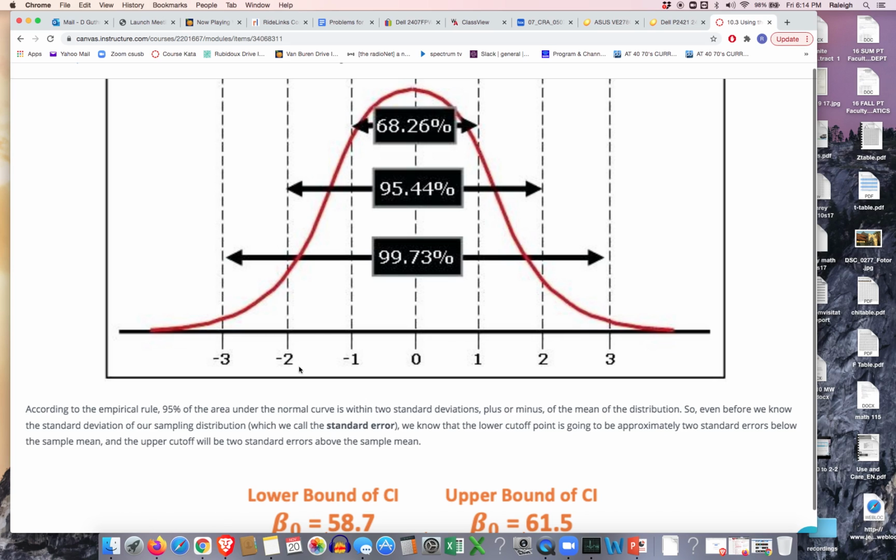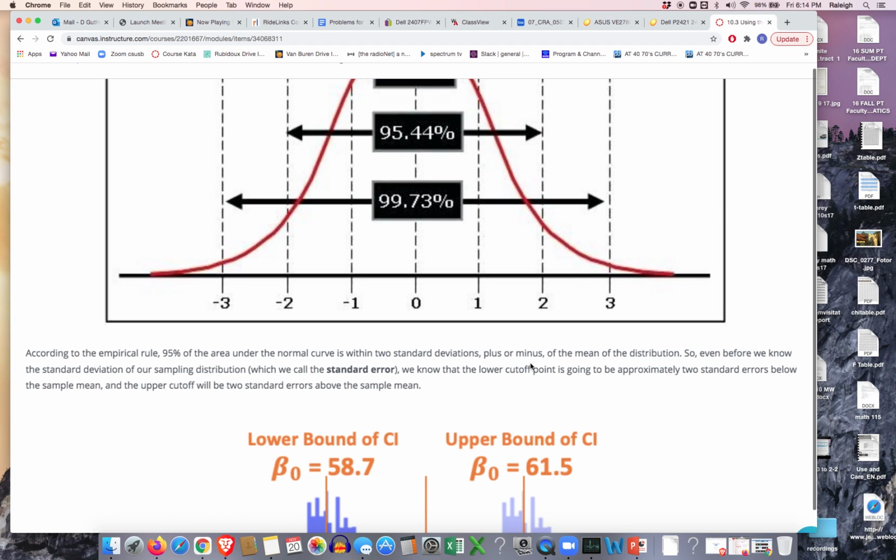So that's the one that stands out within two standard deviations, is the one that we are interested in. Even before we know the standard deviation of the sampling distribution, we know the lower cutoff point will be about two standard deviations below the mean, and the upper will be two standard deviations above the mean. In other words, where z equals -2 and z equals +2. We'll make a refinement to that in a little while. But for now, let's just call it plus or minus 2.